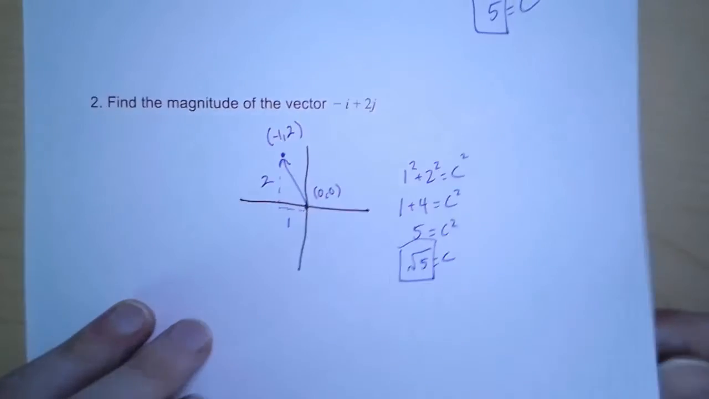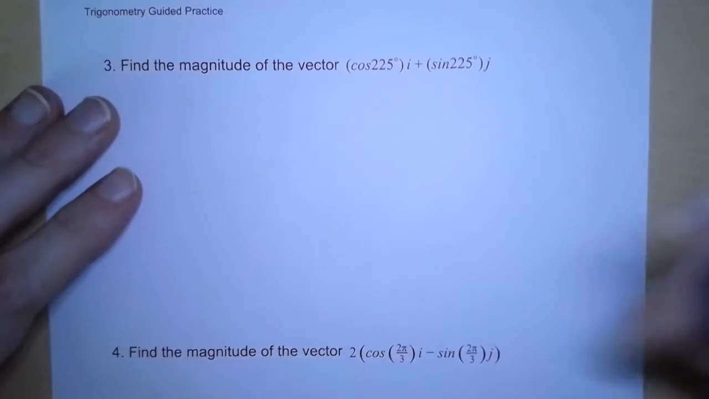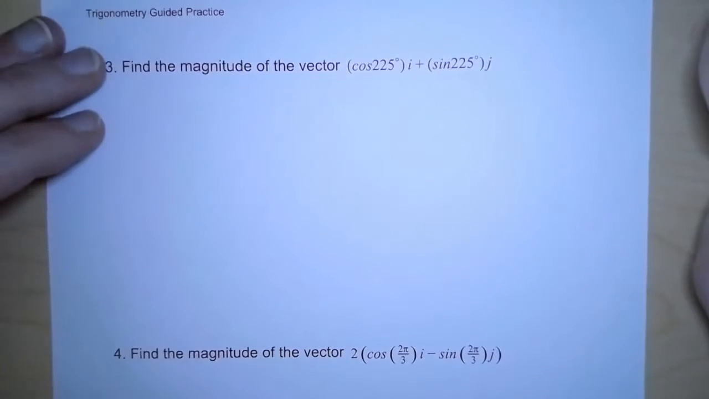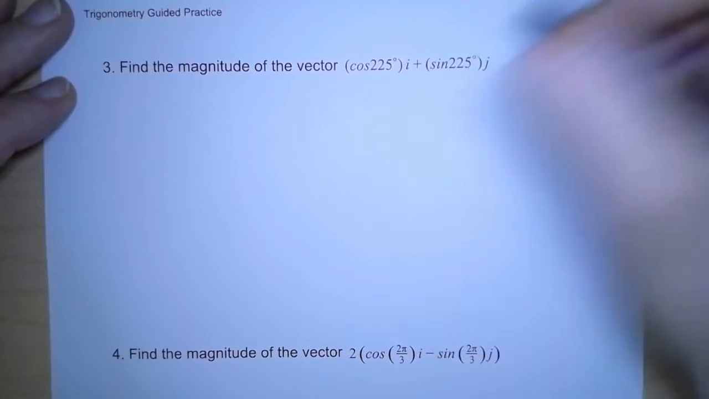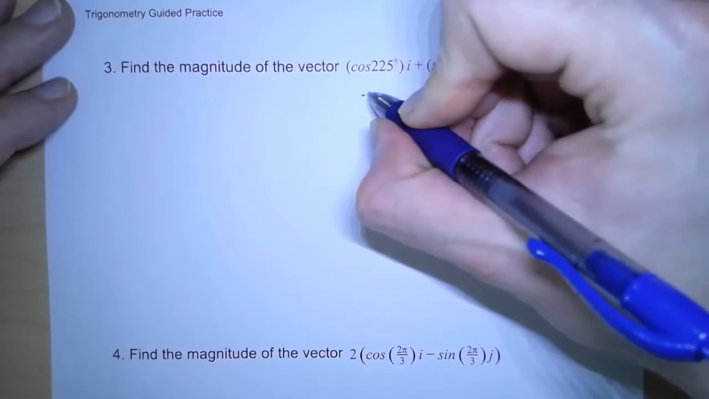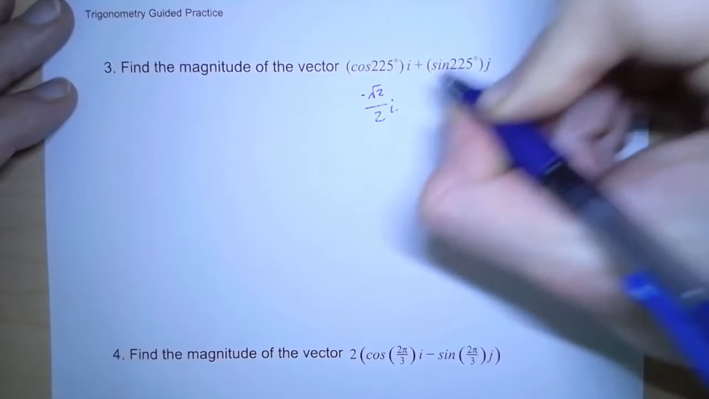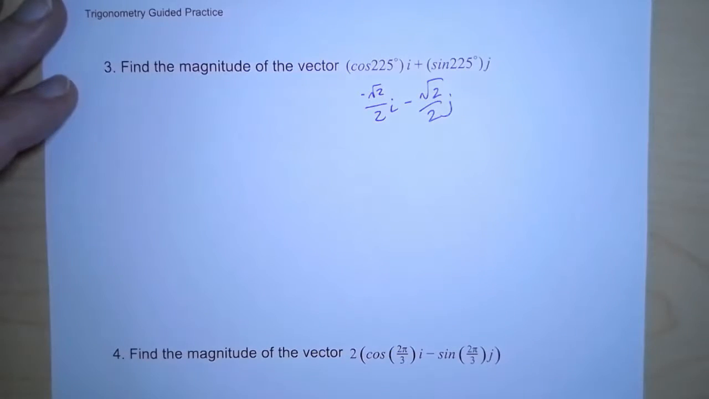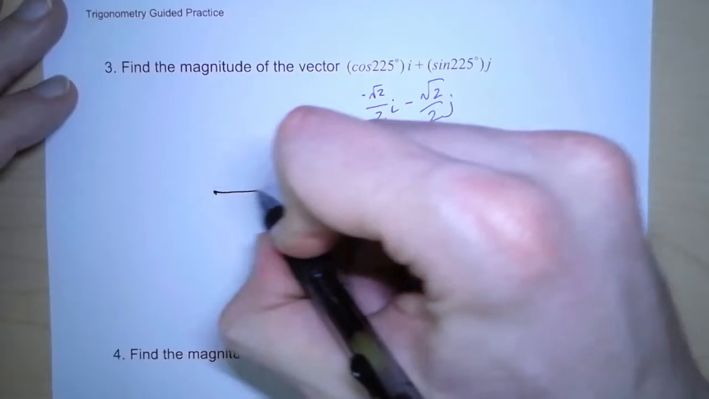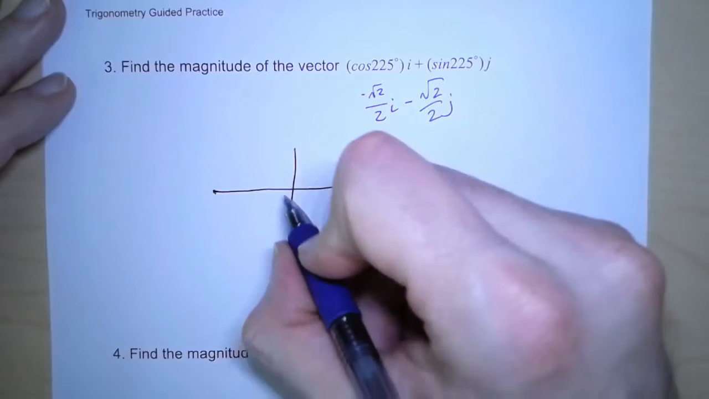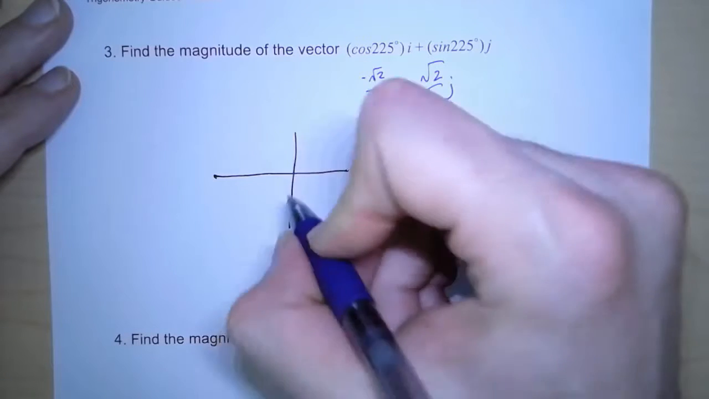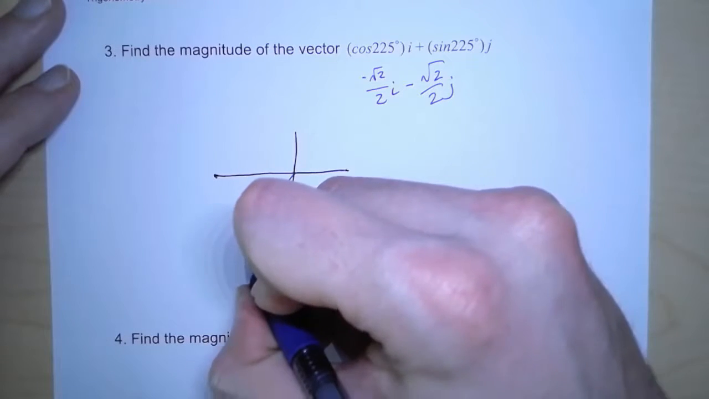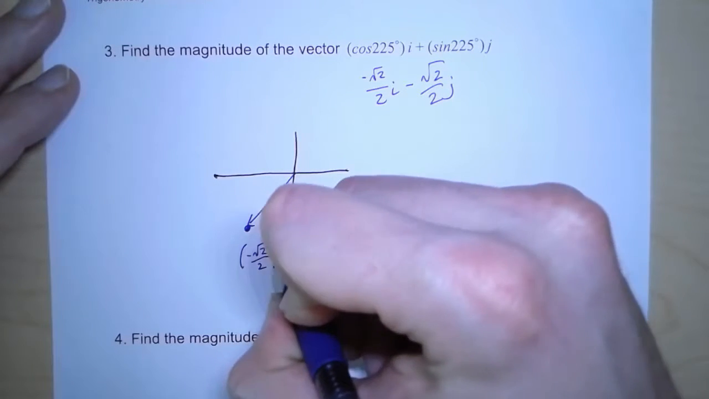Now for this next example, it's a little hard to tell where we're going because we need to figure out cosine of 225 and sine of 225. But if we use our unit circle, we get negative square root of 2 over 2 for cosine and negative square root of 2 over 2 for sine. So this vector moves negative square root of 2 over 2 in the x direction and negative square root of 2 over 2 in the y direction. So it's going to move down here. So our coordinate is negative square root of 2 over 2, comma negative square root of 2 over 2.